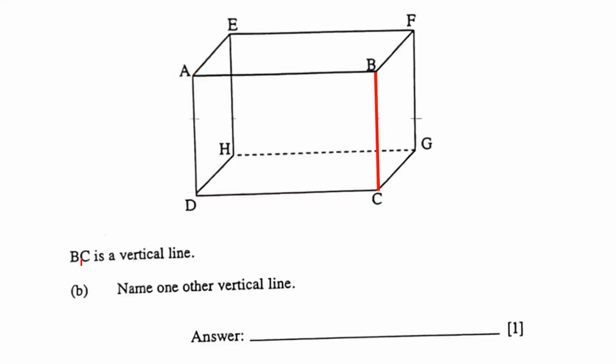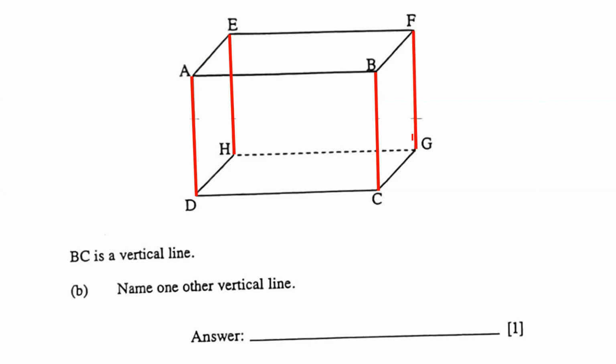It says BC is a vertical line. And a vertical line is just a line that goes up and down. A vertical line is the opposite of a horizontal line, which goes from left to right. A vertical line goes up and down. So are there any other vertical lines? Yes, there are. Line AD is also a vertical line. There are also other vertical lines because EH is also a vertical line, and also FG. FG is also a vertical line.